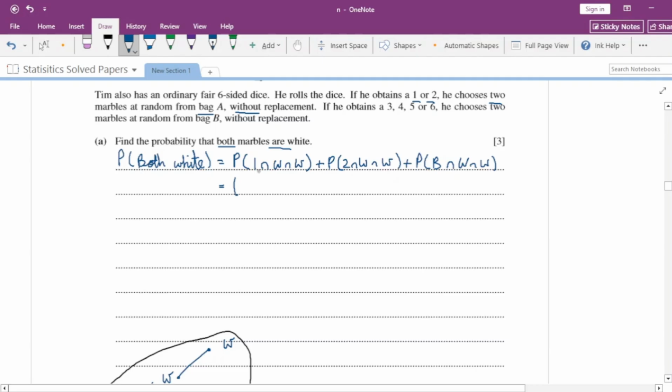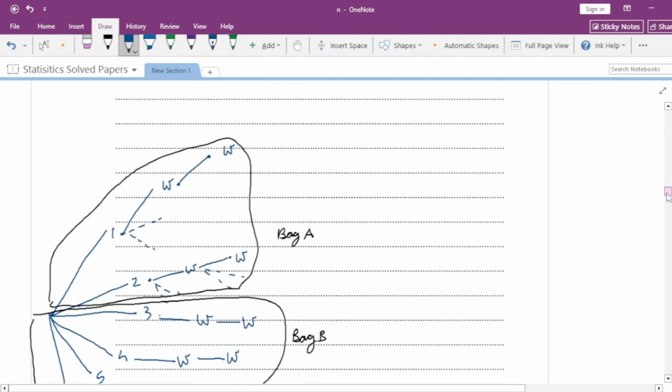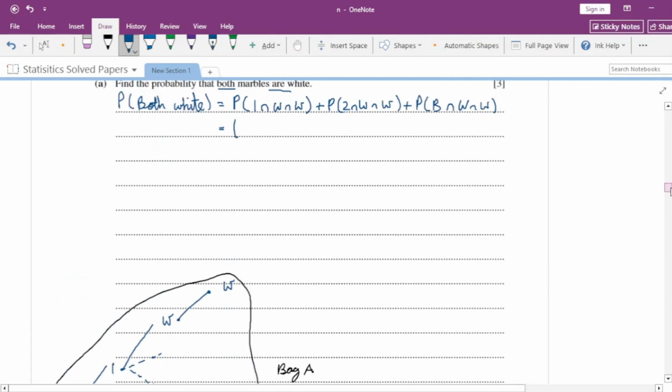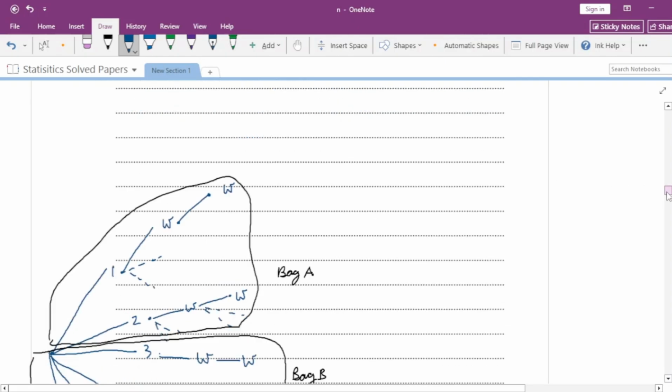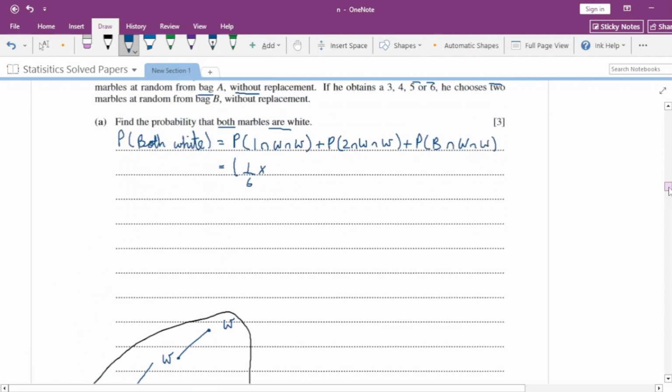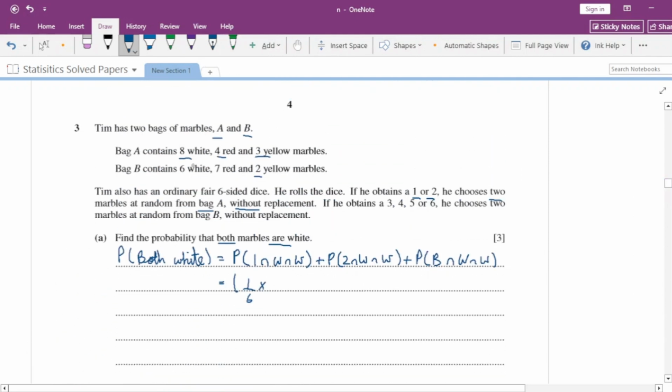So white and white. Now we can get down to finding the probability. So for this one, we want 1. What's the probability of getting a 1? That's 1 by 6. All right. Next, multiply, because we're still on the same branch, probability of getting a white. So we're in bag A. Currently we have 8 whites, and total how much? 8 plus 4 plus 3. So we can sum them. 8 plus 4 plus 3. We have 15 from which we can choose.